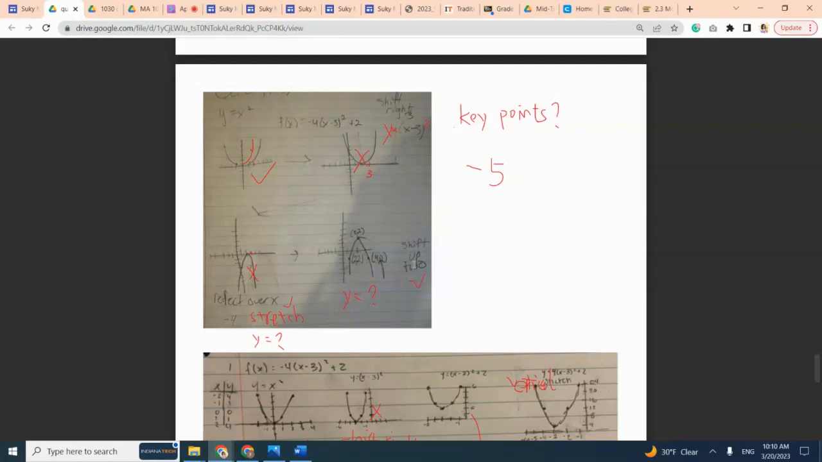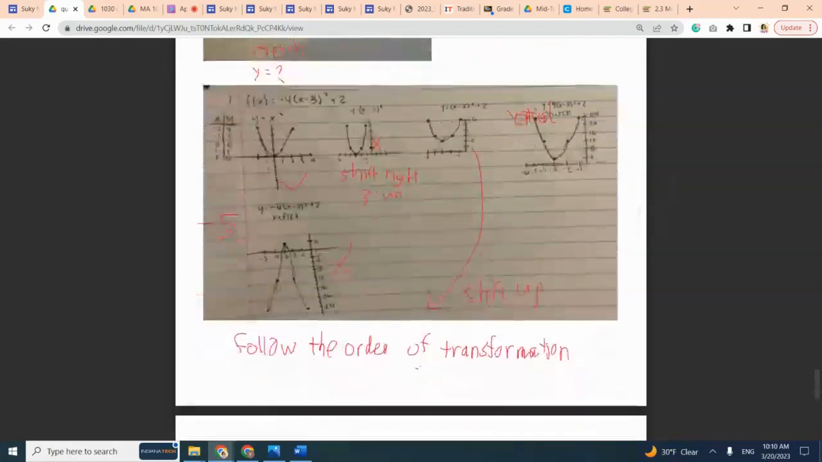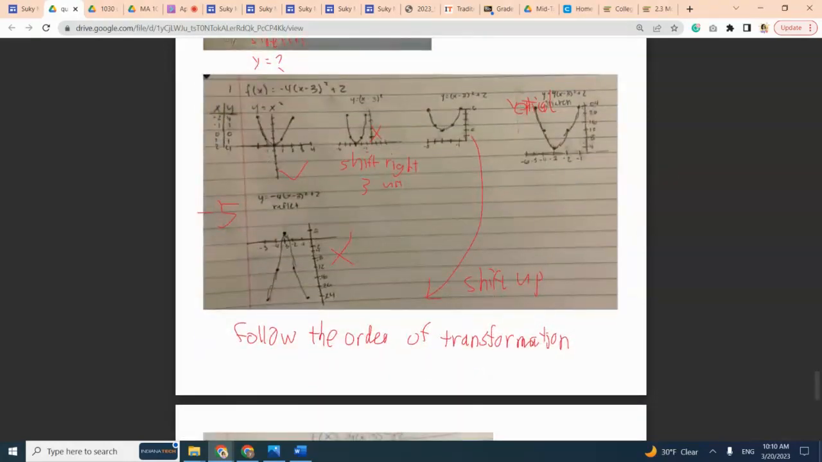Okay. All right, continue. So then this one, yeah, shift right 3 units. And please follow the order, okay? So shift up and down is the last step. Because if you change the order, your answer won't be correct. We have to keep that order. Because if you change the order, your translation might change. Instead of shift up, maybe you shift down, okay? So be careful. Yeah, so please follow the order. Otherwise, the translation will be wrong.